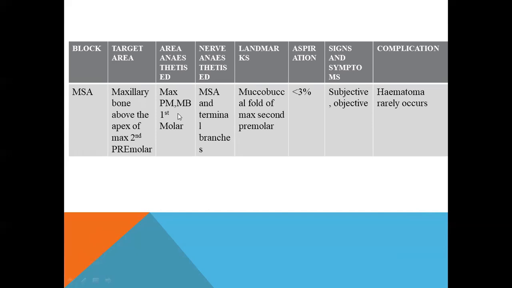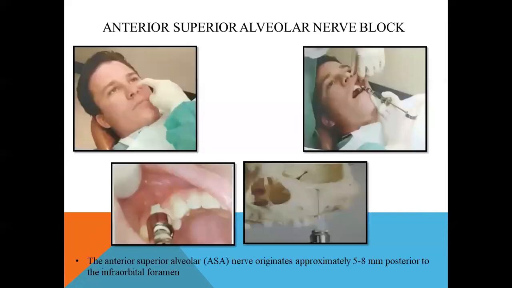Complications: hematoma rarely occurs compared to the PSA. Coming to the ASA, which is called the anterior superior alveolar nerve block.